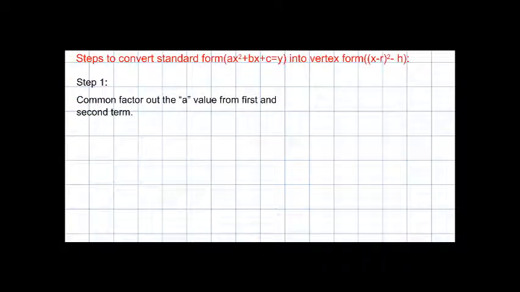Steps to convert standard form into vertex form using completing the square. For this example, we will be using the quadratic equation x squared plus 6x plus 8 is equal to 0.